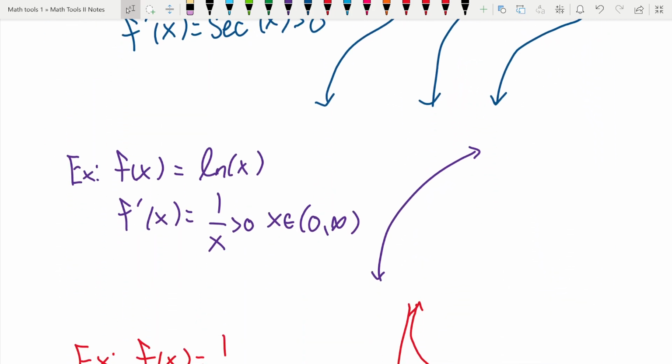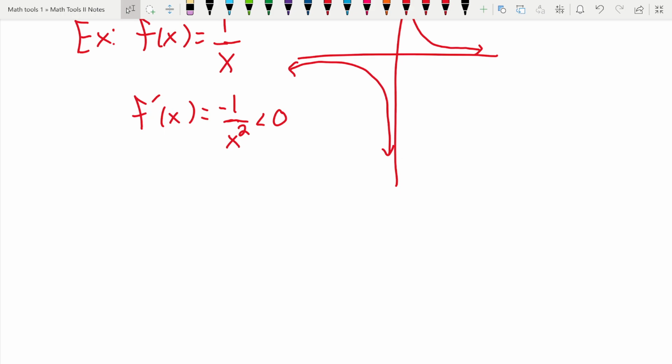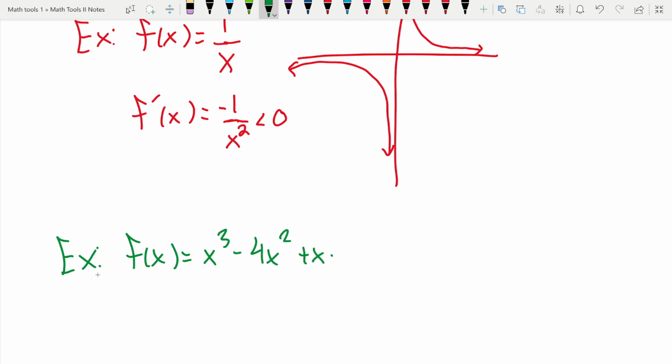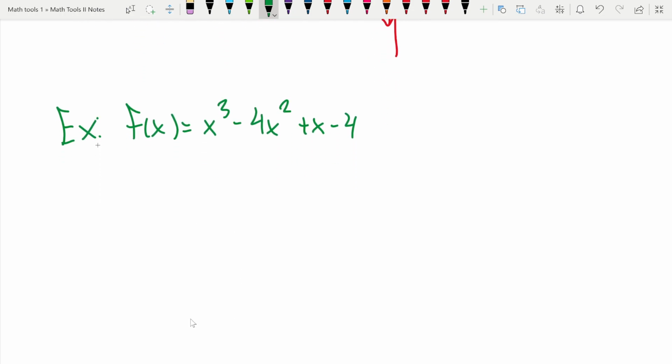So why don't we go ahead and look at one where there are possibly a lot of different increasing and decreasing intervals. Okay, so let's look at f of x equals x cubed minus 4x squared plus x minus 4. I think it's going to be a little bit messy when we actually go to look for all the places where the sign flips, but that's okay. We'll look at how to deal with that.